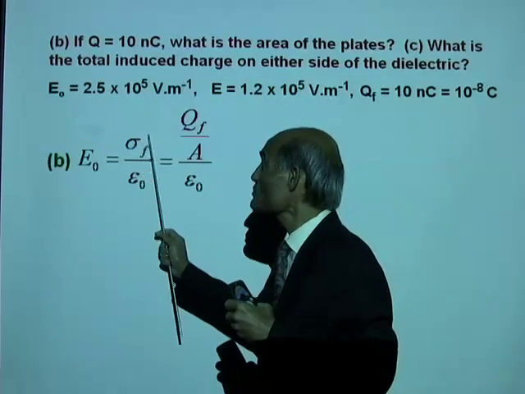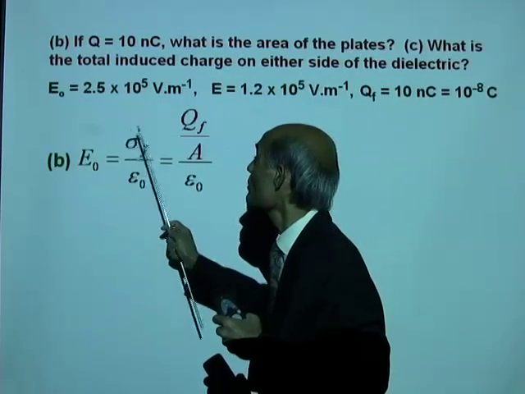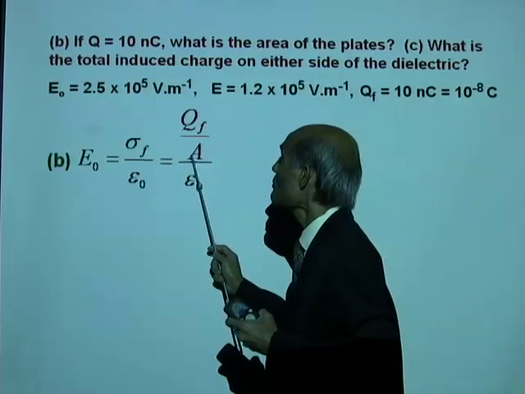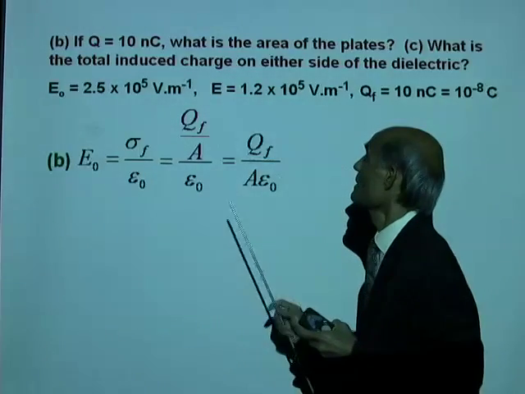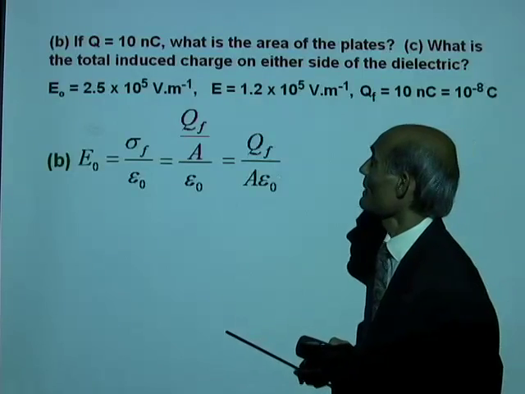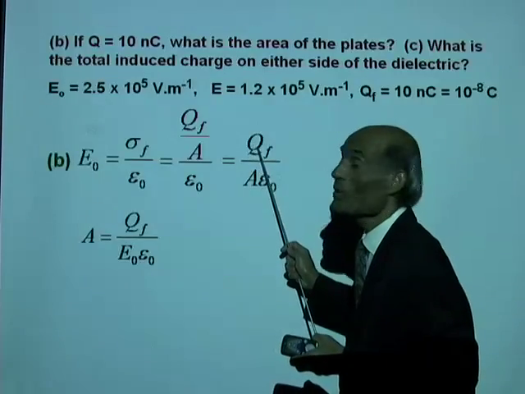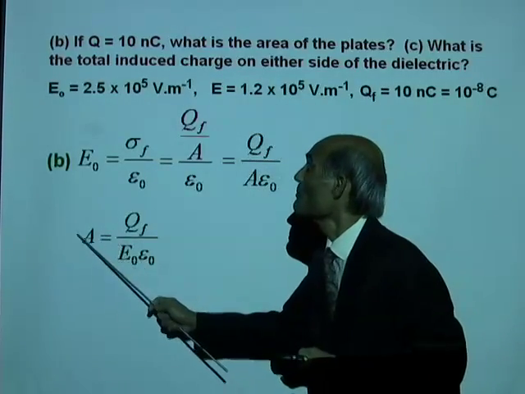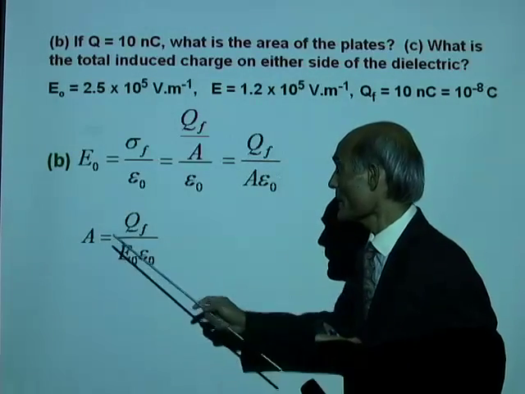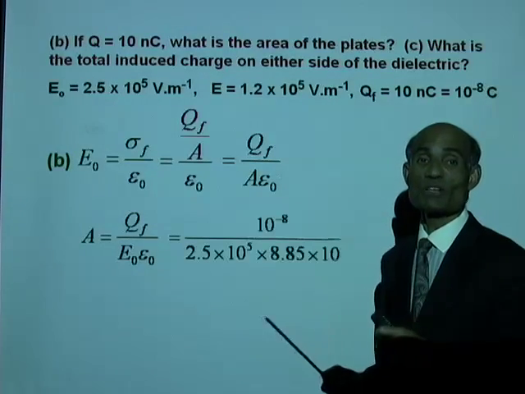So I replace sigma F by QF divided by A, and so E0 equal to QF divided by A, divided by epsilon naught, and this A will come to the denominator. That will be QF divided by A epsilon naught. Now we have E0, we have QF, we have epsilon naught. Therefore we can find the area of the capacitor plates. Well, area equal to QF divided by E0 epsilon naught.